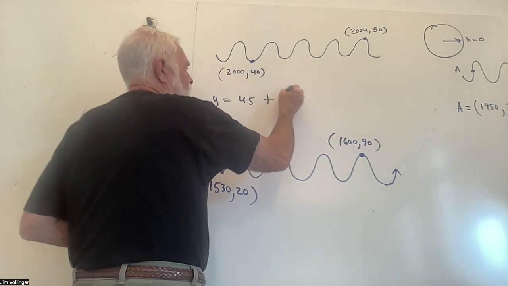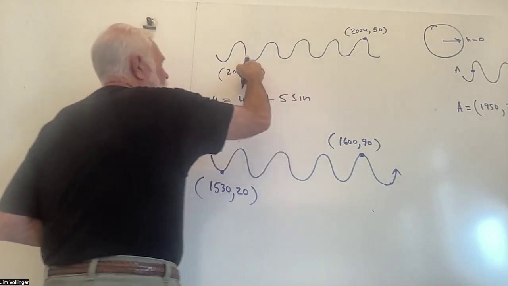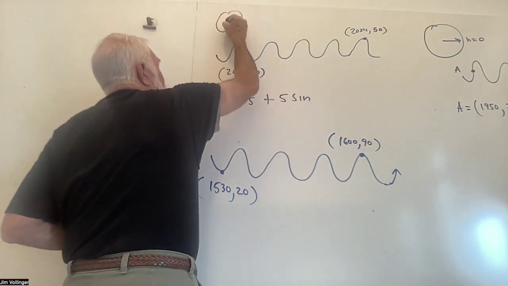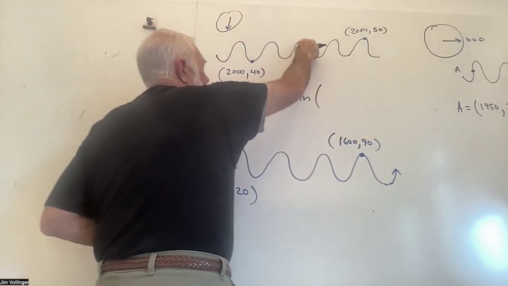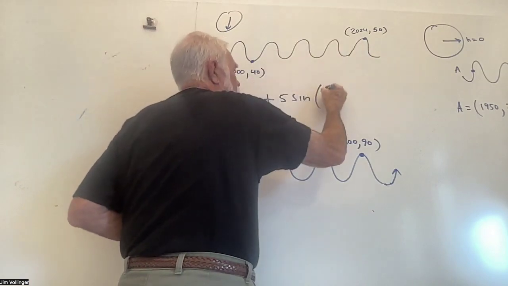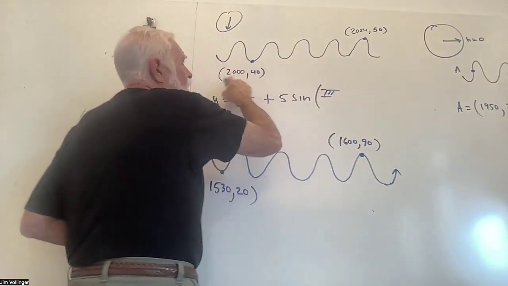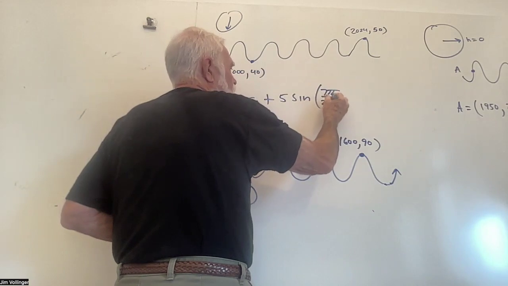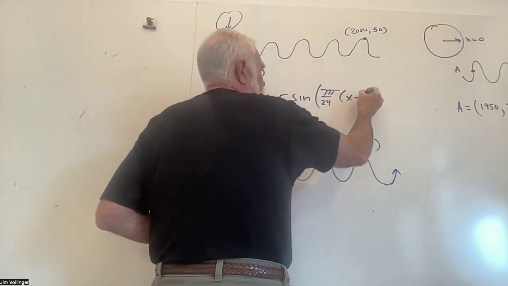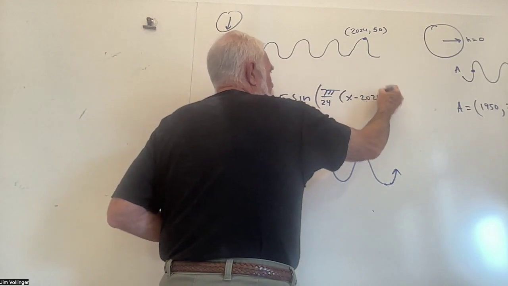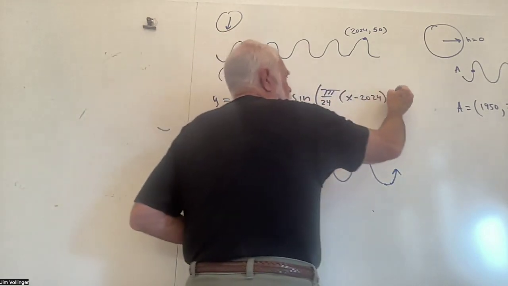Plus 5 sine. Now, where am I at a minimum? I'm at a minimum at 3 pi/2. So I'll do it off of that. 1 pi, 2, 3, 4, 5, 6, 7 pi. Takes me 2000 to 2024, 24 years. I'll do x minus 2024. And when do I want to be at a minimum? 3 pi/2.